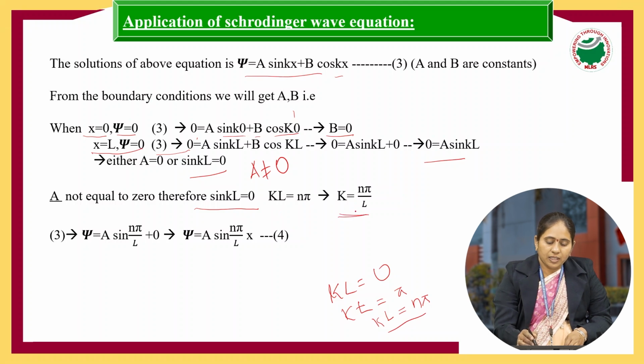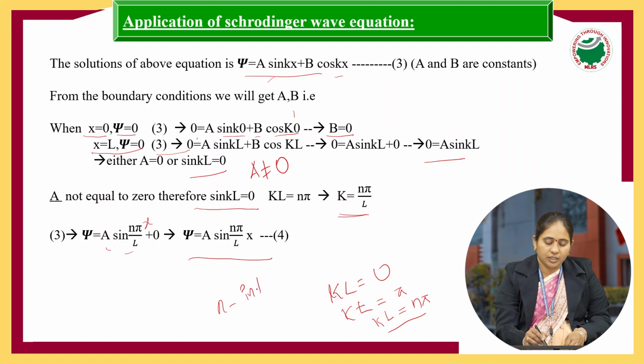Substitute n pi by L in equation number 3. What is equation number 3 again? Psi is equal to A sin kx plus B cos kx. In place of k, n pi by L, x is already there, plus B cos, in place of B it is 0. So now the equation becomes psi is equal to A sin (n pi by L) into x, where n is an integer.